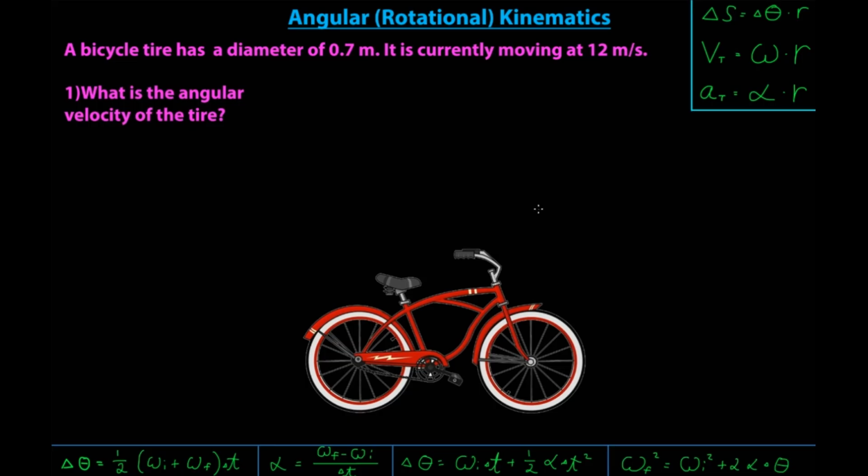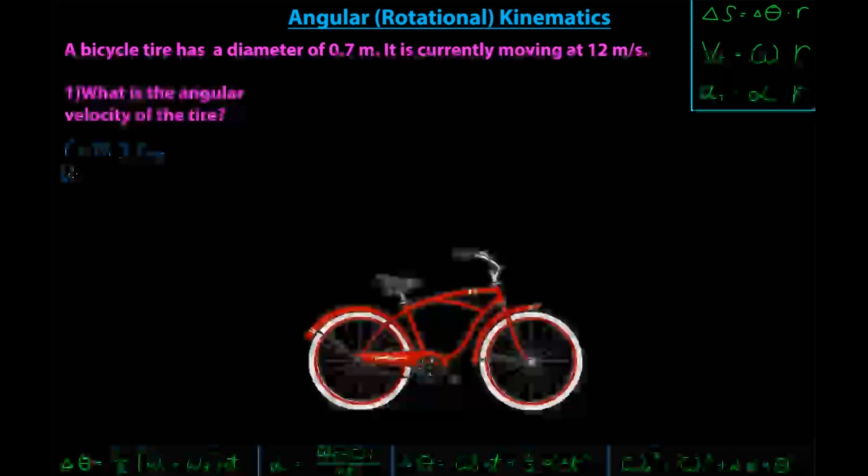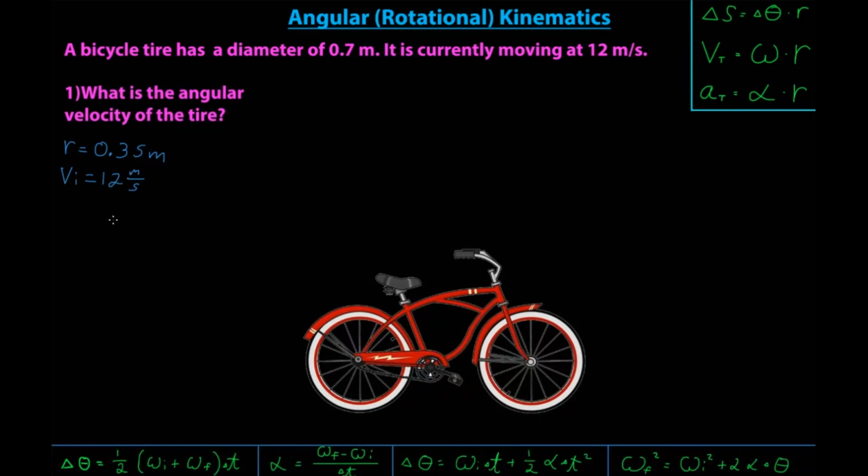Well, let's start as we always do by listing givens. For one, they give us that diameter. I'm going to immediately transfer that to radius, which is 0.35 meters, because we don't use diameter. It is currently moving at 12 meters a second. That is velocity initial, 12 meters per second.